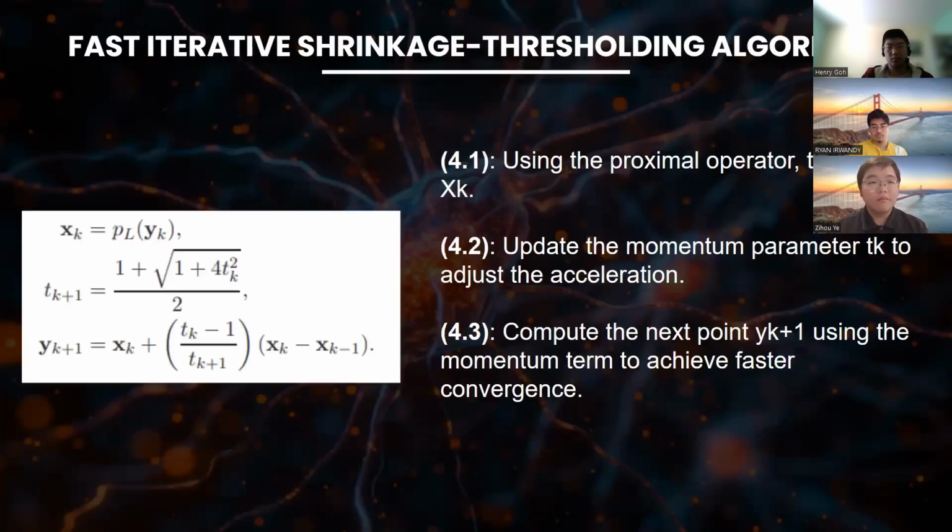Next slide, please. So what is the fast, which is the FISTA here? Basically, instead of using a constant speed for each iteration, it introduces a momentum parameter t_k to adjust acceleration. So for each iteration, the speed to run the iteration is built upon the conditions of the previous iteration result. So this accelerates it and provides faster convergence.